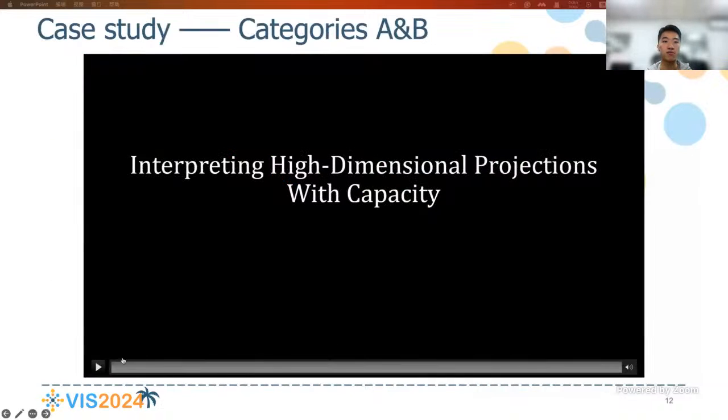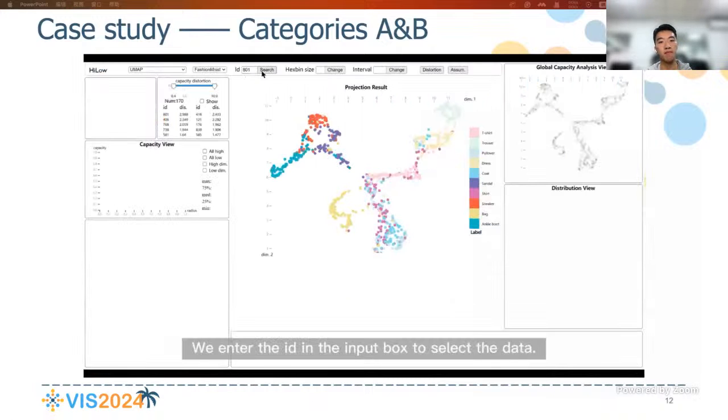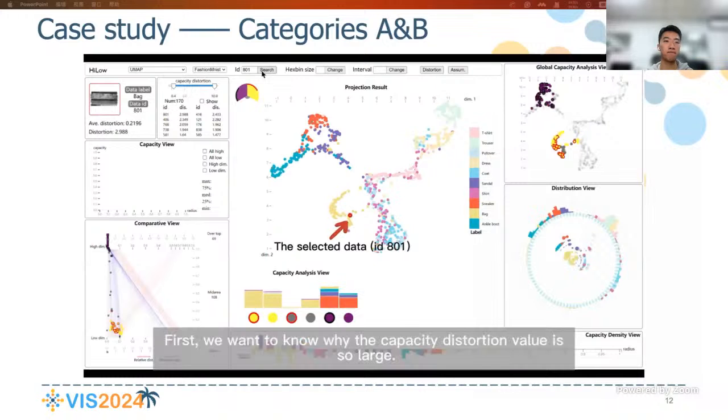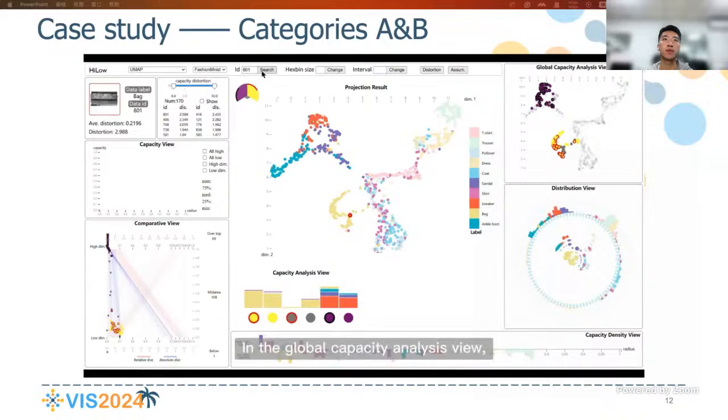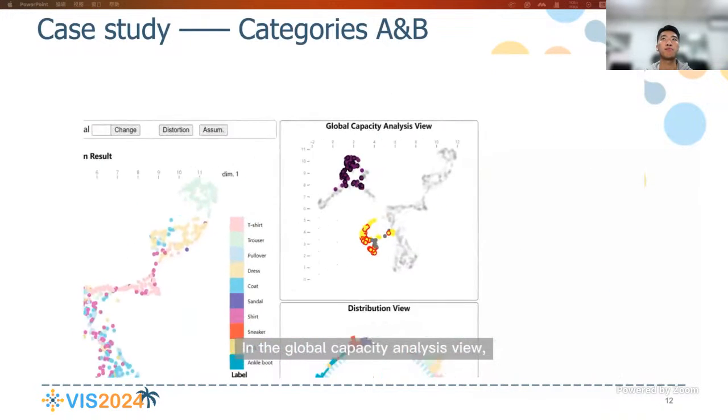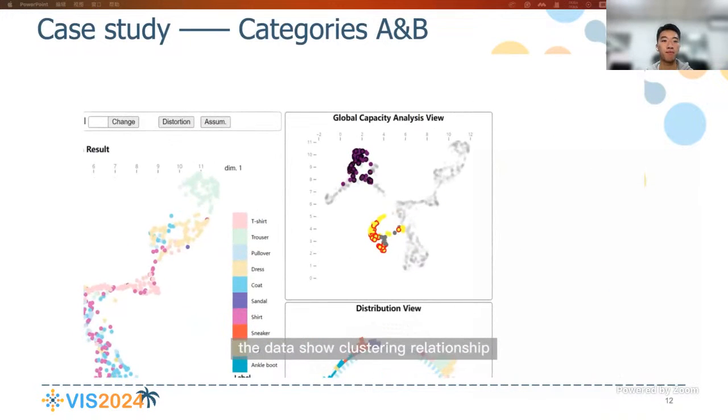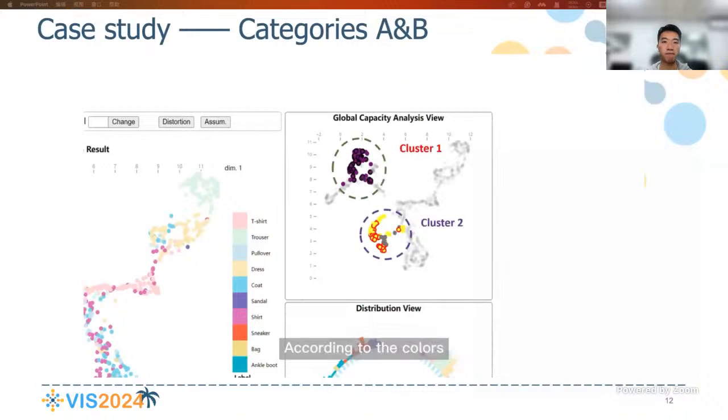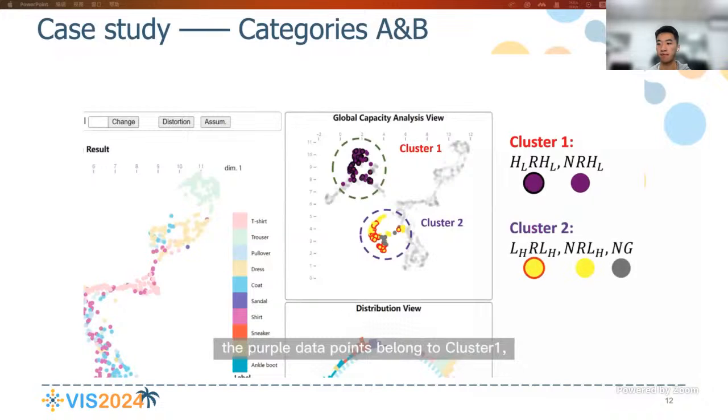And this is a demo video about the case study. We enter the ID in the input box to select the data. First, we want to know why the capacity distortion value is so large. In the global capacity analysis view, the data show clustering relationship denoted as cluster 1 and cluster 2. According to the colors, the purple data points belong to cluster 1 while these three sets belong to cluster 2.